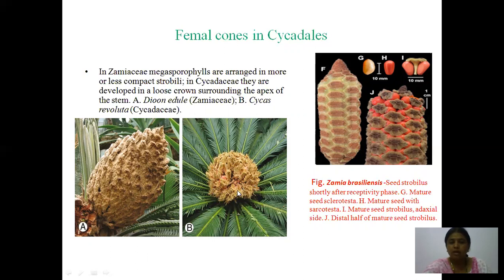Here you see the megasporophylls are arranged spirally. In these spirally arranged megasporophylls, you see these ovules. This is the compact cone of Dioon edule, and this is Cycas revoluta. This is the female cone of the Zamia brasiliensis. This is mature, and after that, this is seed. The mature seed has a sclerotesta, and this is the strobilus.